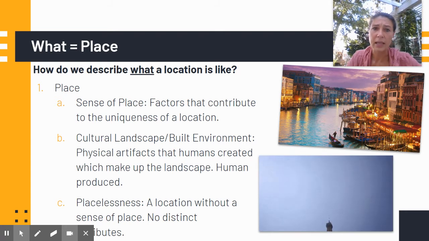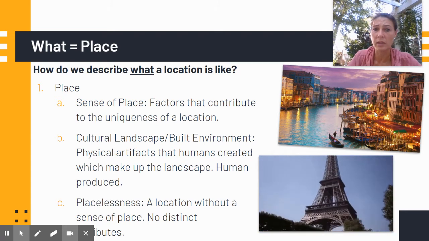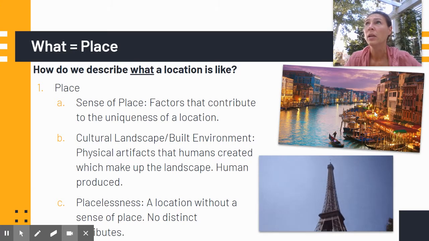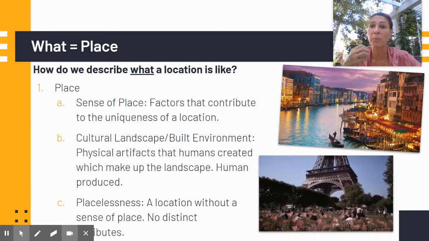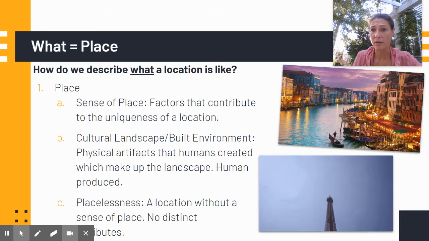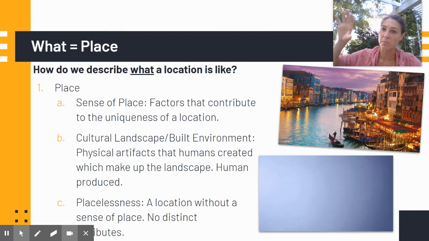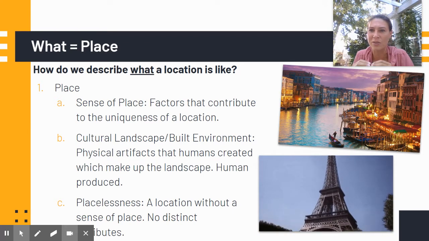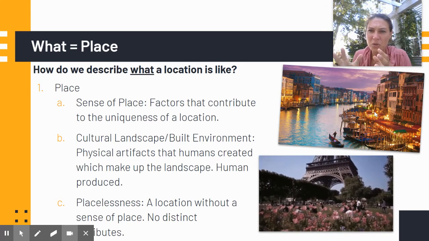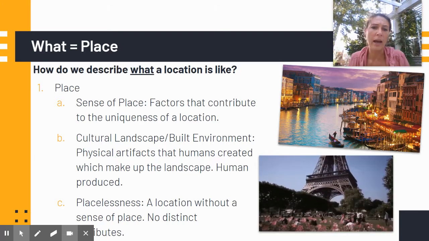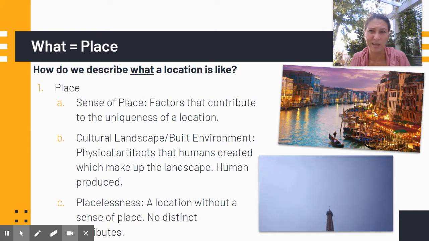Sense of place is the factors that contribute to the uniqueness of a location, and we'll talk a little bit more about this as well. But essentially, a sense of place is the personal meaning that you have. So the fact that a lot of students want to go to Europe, even though you haven't actually been there, means that you have a connection to it. There's some sort of sense of place to it, a reason for you to actually want to go to it.